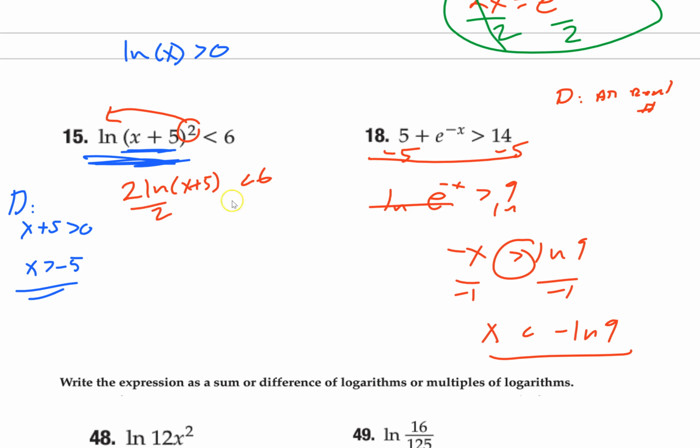Then we're going to divide by 2. So you have this. 6 over 2 is 3. Now let's get rid of the e. We'll take the e to both sides.